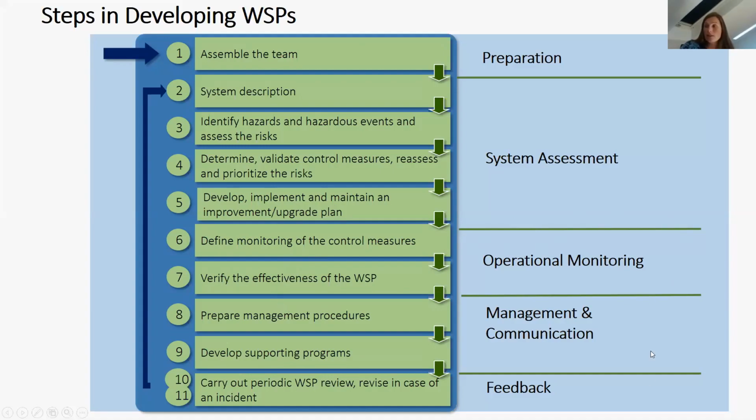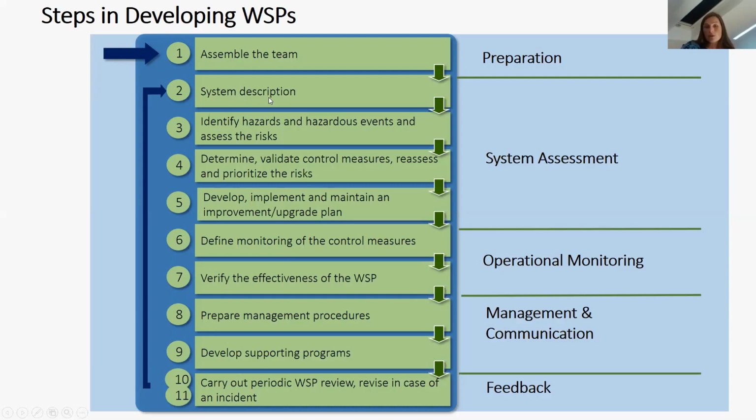And finally, the water safety plan addresses the issues related to management and communication. So to assure that management procedures are in place and there are also supporting programs for the water safety plan and for the system. And it's important that there is some kind of feedback loop coming back to the system description to see if things have changed, if the risks or hazards have changed. And in case there was some incident or accident with the water supply system, what has caused it, to be able to implement this again in the water safety plan.